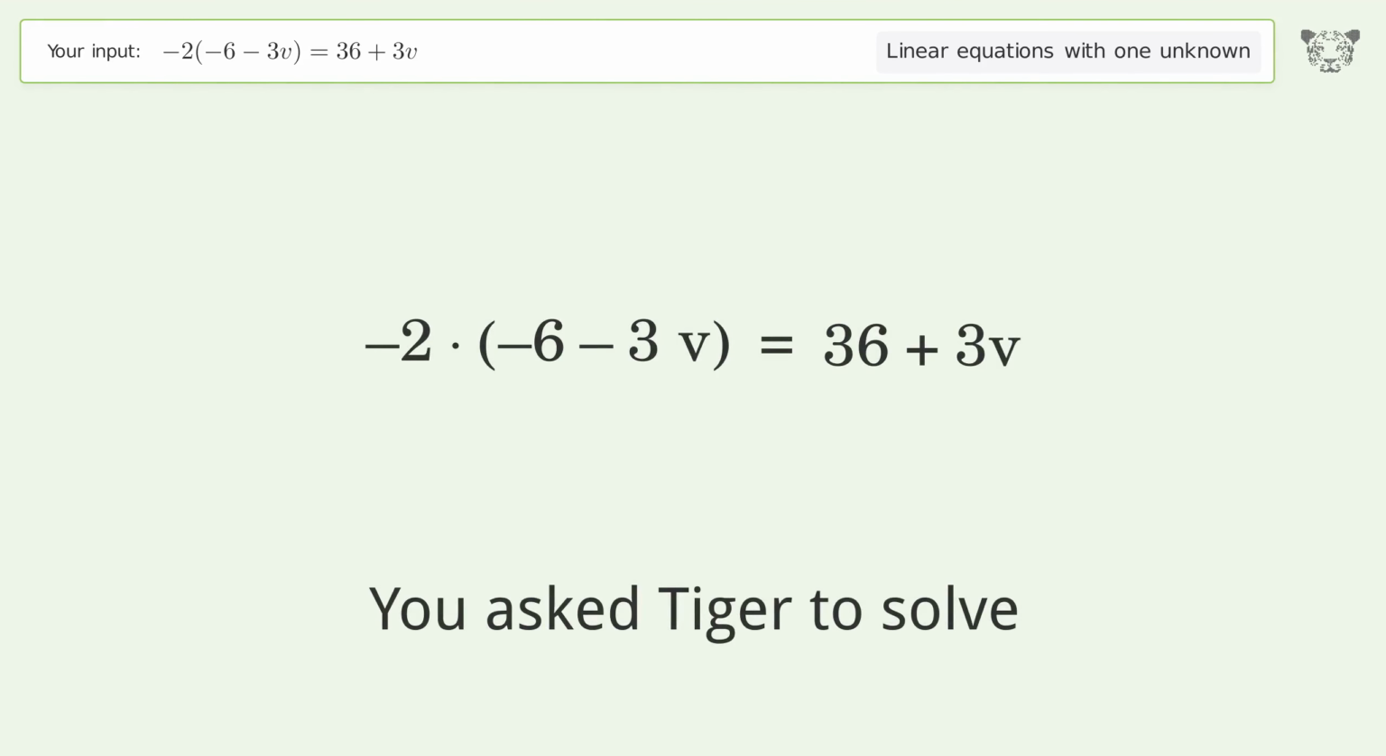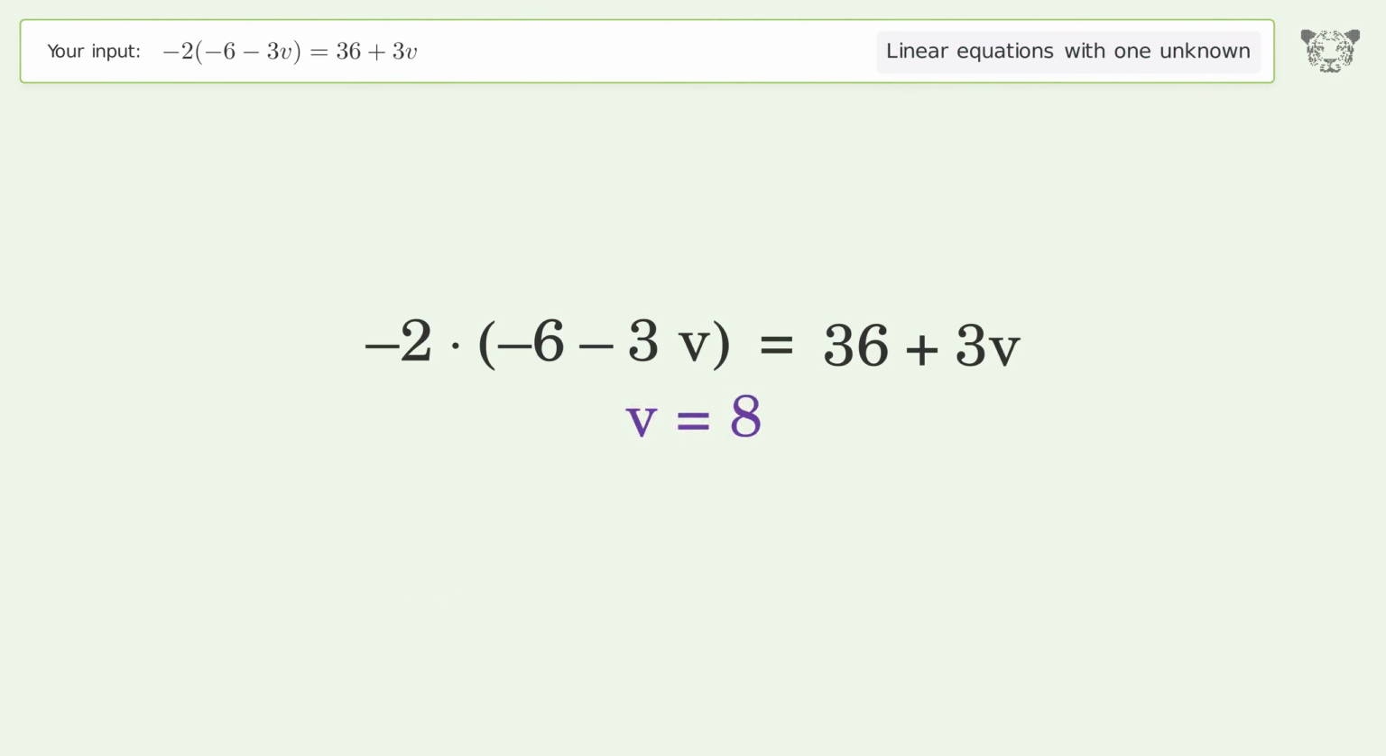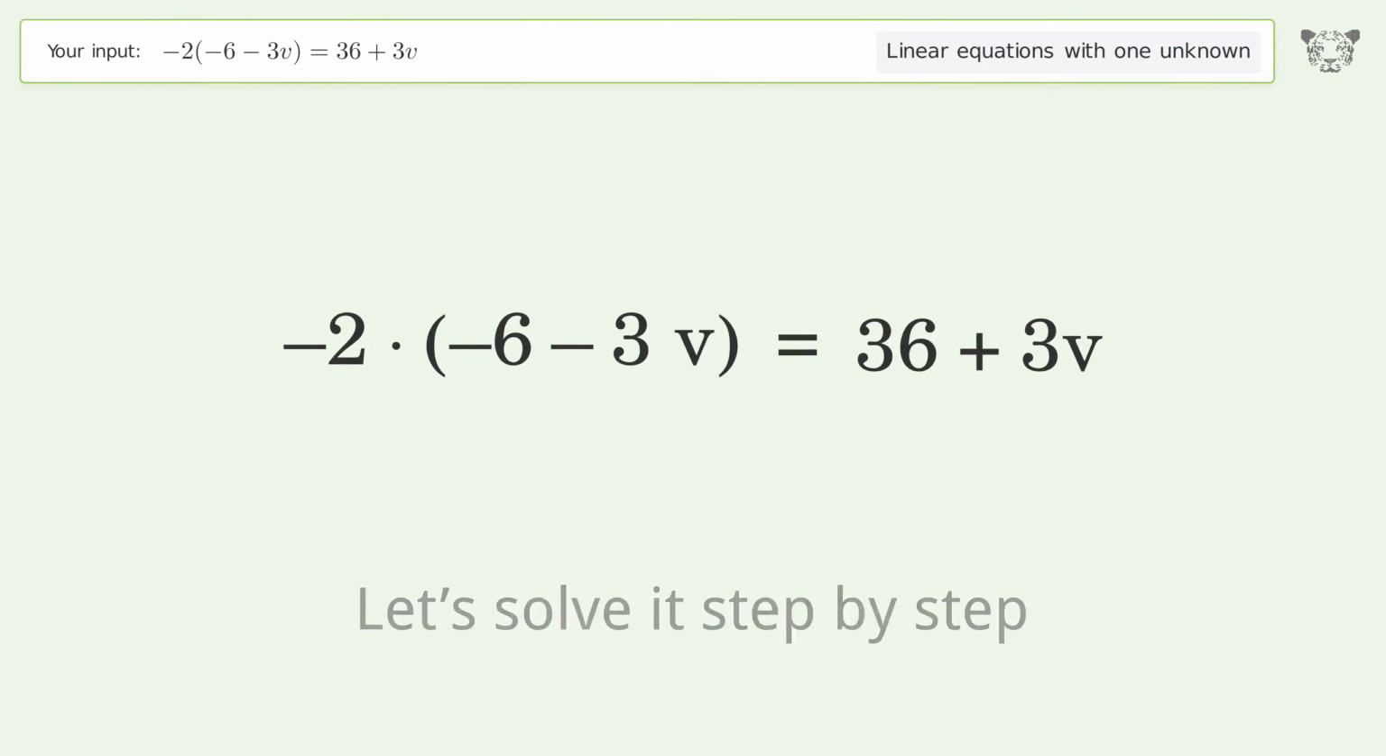You ask Tiger to solve. This deals with linear equations with one unknown. The final result is v equals 8. Let's solve it step by step.